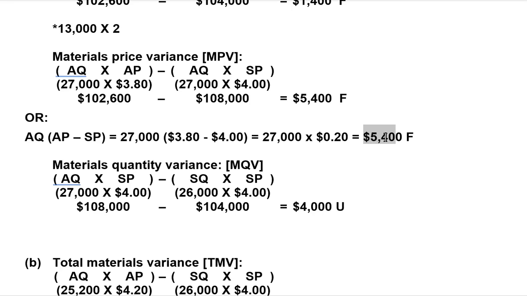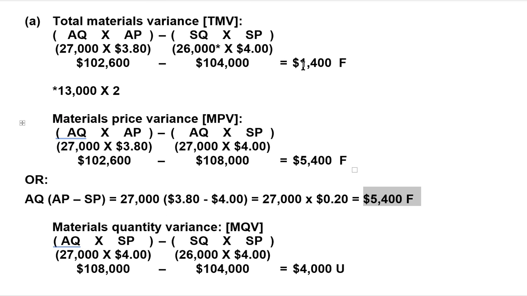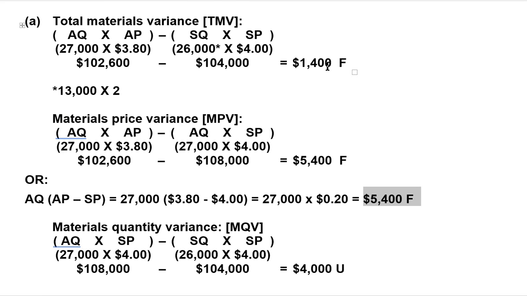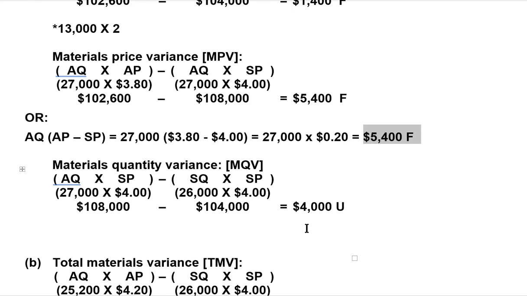The unfavorable 4,000 plus the favorable 5,400 gives us a net favorable, which we calculated originally, of 1,400. Think of the favorable as a positive number and the unfavorable as a negative. So we have a positive 5,400, a negative 4,000. So we end up with an overall total variance of 1,400. But this is telling us that the main benefit that was derived was from the price, because with the materials, we used more material than we were supposed to.